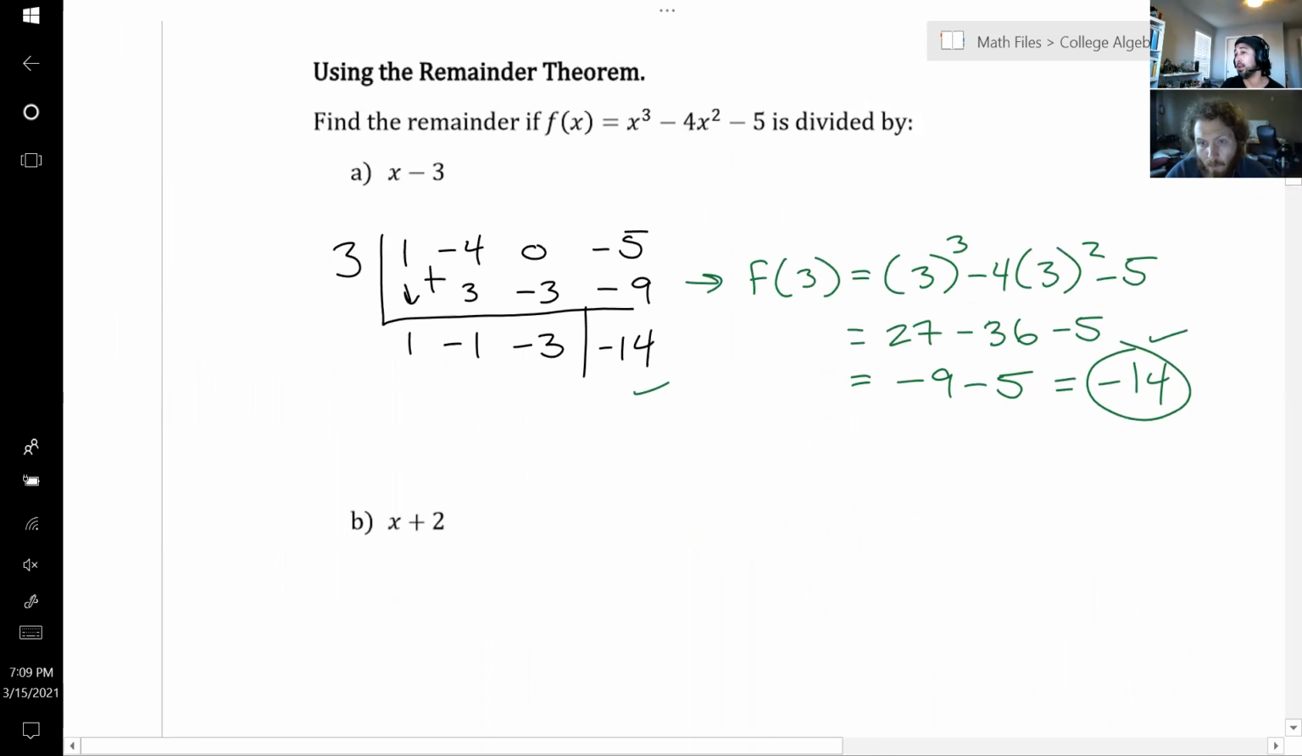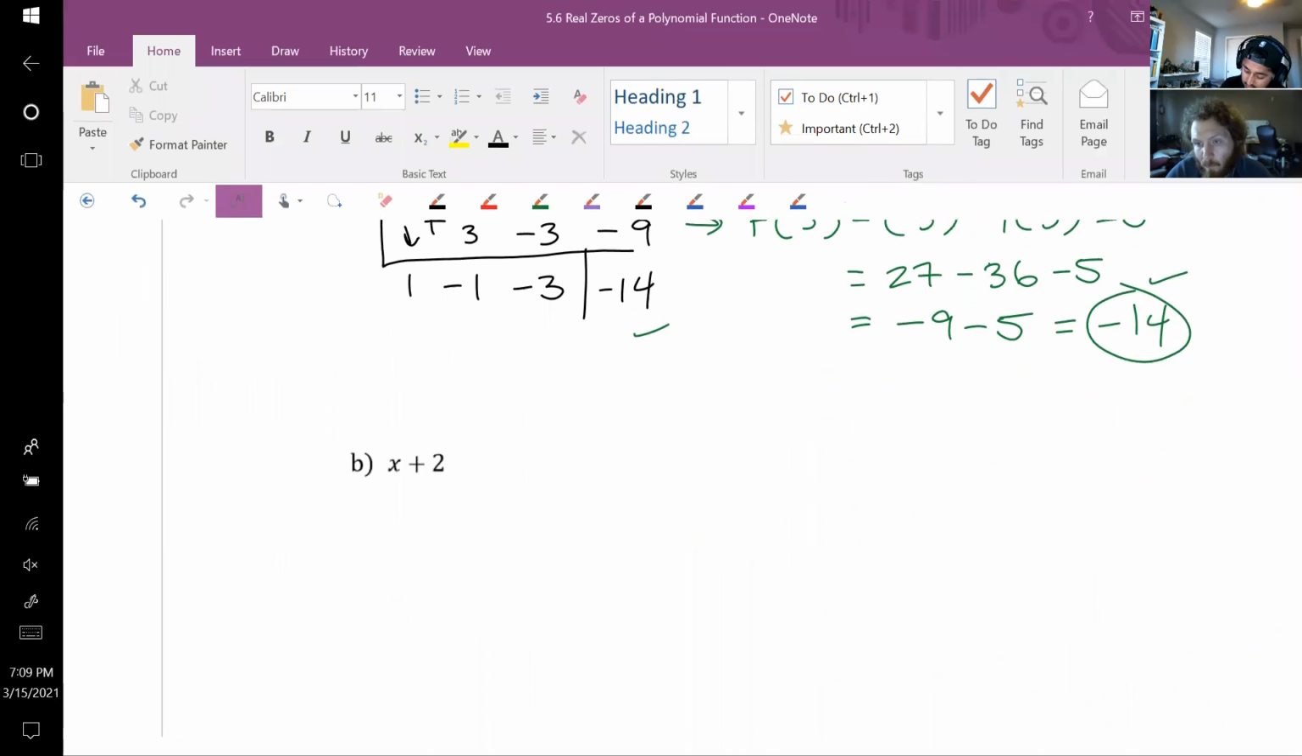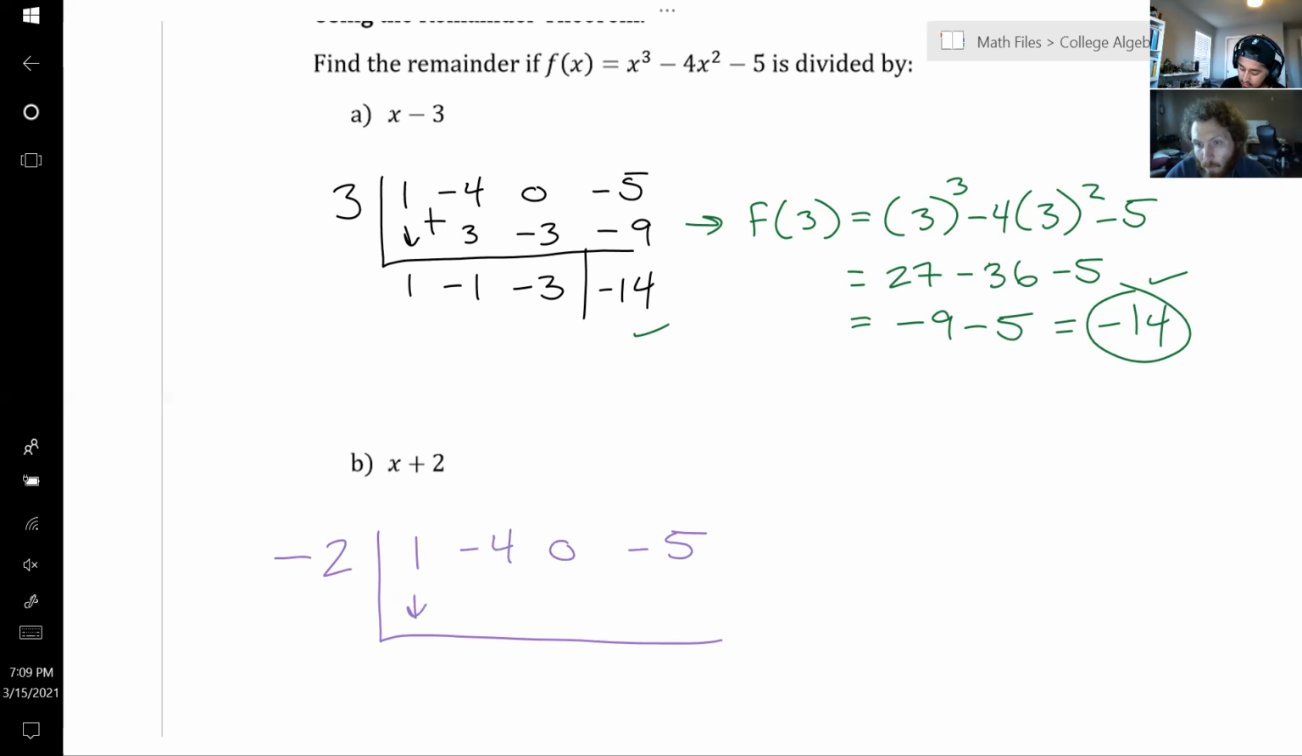Well then, let's go ahead and try it for negative 2. So here, we'll do it again. I'll set up synthetic division. Negative 2, put everything in: 1, negative 4, 0, negative 5. The 1 comes down. You get negative 2, so that's negative 6. And then 12. And then negative 24. All right. And then you'll get negative 29 as our remainder.